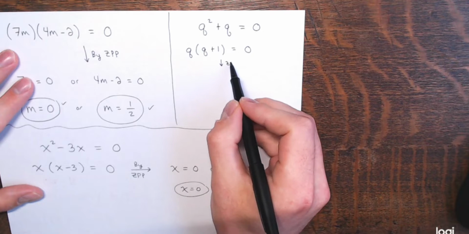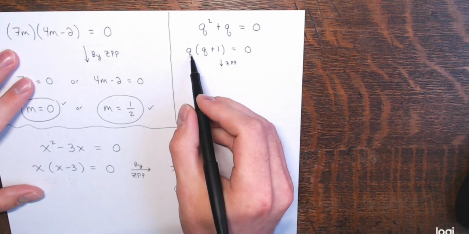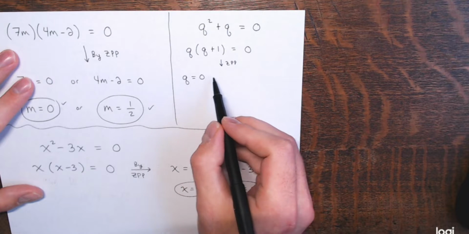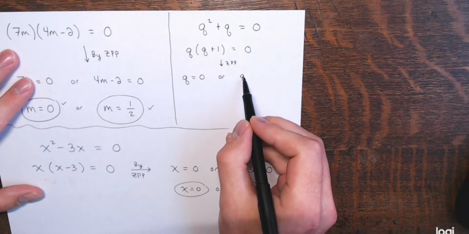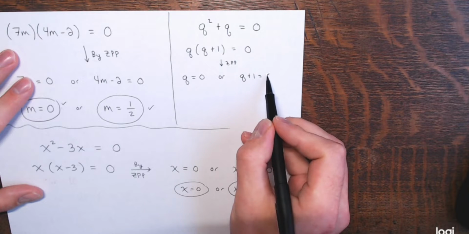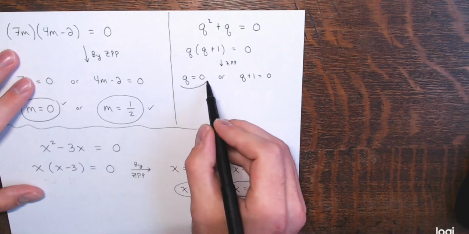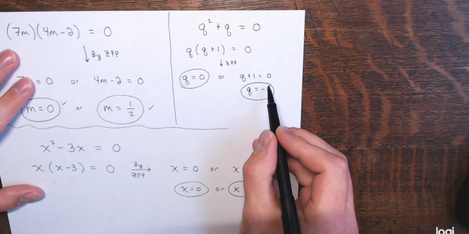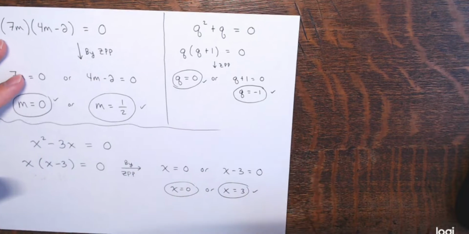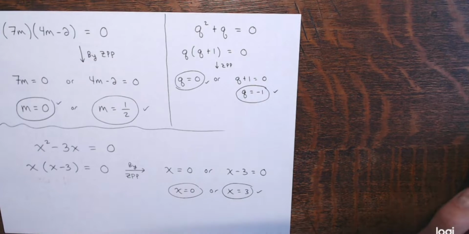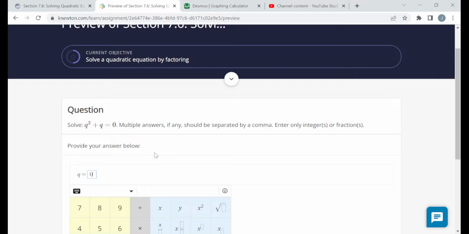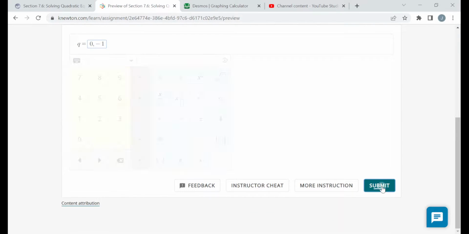Apply the zero product property. Because I have a product equal to 0 now, either q equals 0 or q plus 1 equals 0. Then q equals 0, that's solved. And q plus 1 equals 0, q would be negative 1, and there are your solutions. Of course, check them back in the original equation. They should work. So 0, comma, negative 1, the two solutions to that equation.